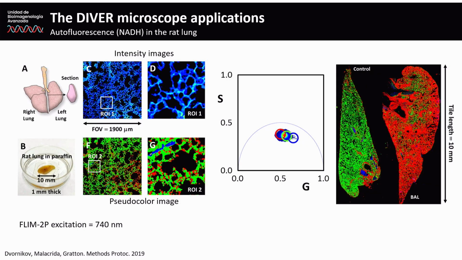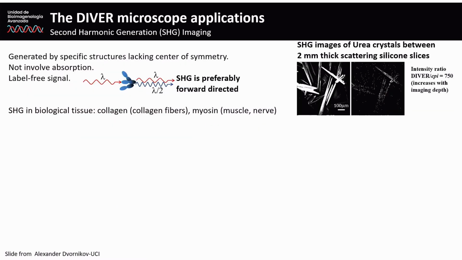Using that, for instance, we can see in slices of rat lung the metabolism of a lung that undergoes damage by bronchoalveolar lavage. So basically, we can use this for metabolic imaging in cells and also in tissue.